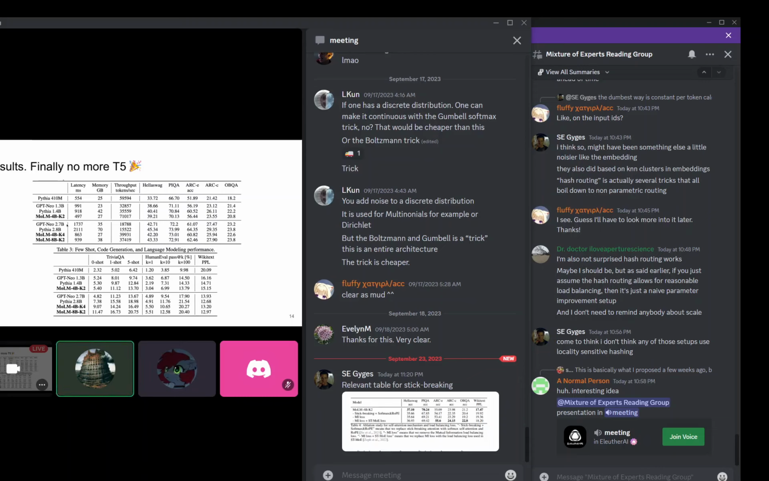The K2 and K4 are basically the top-K, and K4 does better than K2, but it's also going to have two times the latency. They also do comparisons with code generation as well.